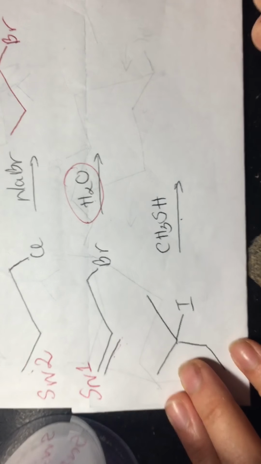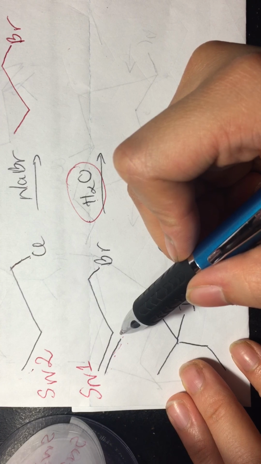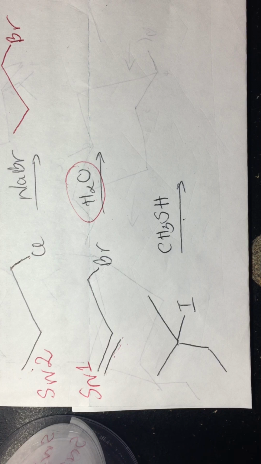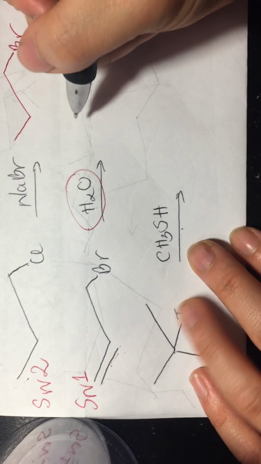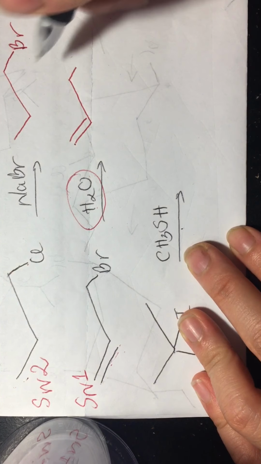We don't do elimination reaction because if you do elimination reaction, you're going to have a double bond here and a double bond in here. That doesn't look right. So for the allylic, you will have the SN1 reaction, and this is your major product.